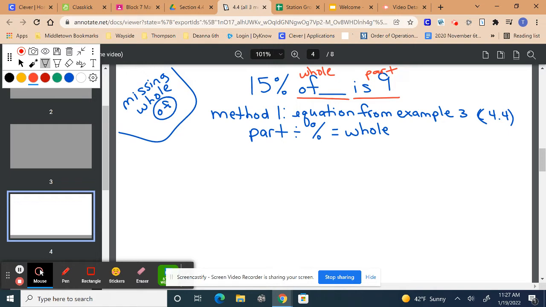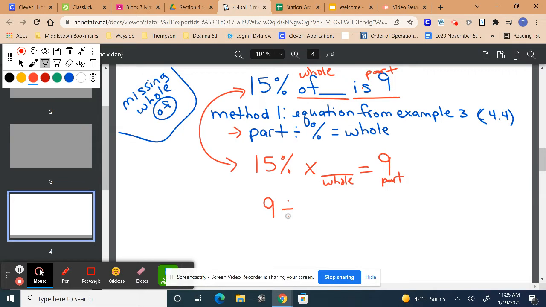by percent equals whole. So you're actually going to take this problem, and you're going to say 15%. "Of" means to multiply. We don't know what our "of" is. Our "is" equals, and then we write our 9. We are then knowing that this is our percent, this is our whole, this is our part. We are now going to reverse it to look like this. So our part is going to be in the front.